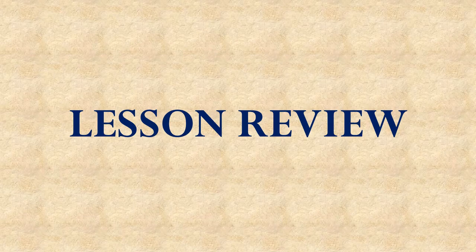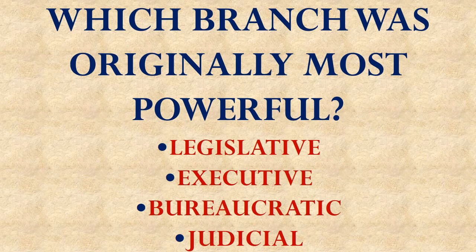So now let's review what we learned in this lesson. Which branch originally was considered the most powerful? Was it the legislative branch, the executive branch, the bureaucratic branch, or the judicial branch? Of course, it's the legislative branch because they're the ones that make the law that the executive then carries out and the judiciary judges whether people have obeyed or not. So it all comes back to the legislative branch.